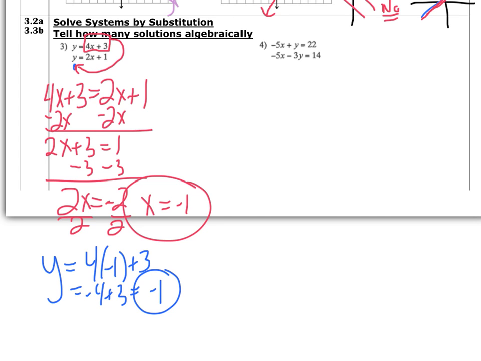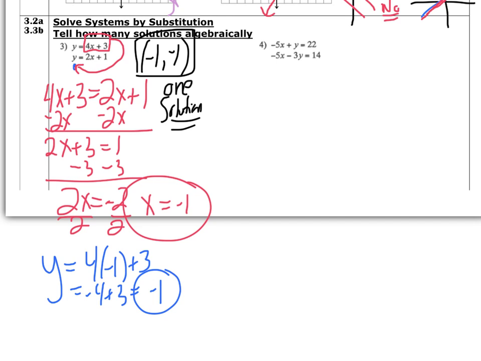So the answer here, where do they intersect? They're going to intersect at the ordered pair (negative 1, negative 1). And then the question is, how many solutions are there? That's only one solution. It's where they cross.